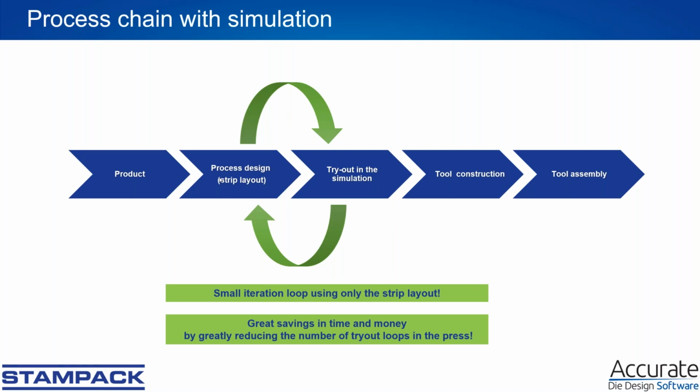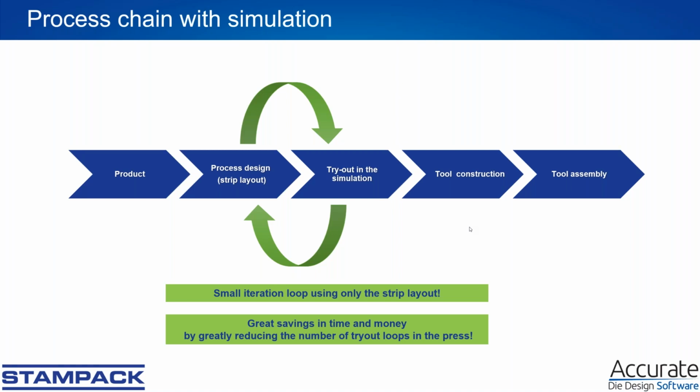And if you don't have simulation software, then in the end you have to make a tryout in steel. So you have to construct a tryout tool, you have to go to the shop floor, and you have to perform a tryout. And the nice thing when you have simulation software is that once you have the strip layout, the designer himself, before the actual tool construction, can perform the tryout in the simulation based on the strip layout. So one person is iterating in a very fast, very agile loop, and only when he's happy, then the tool is constructed, the tool is assembled to the press, and we go to production.